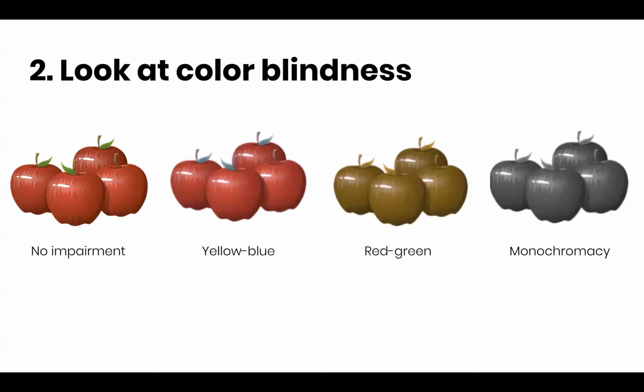So the second thing I want to talk about is color blindness. So there's quite a few different kinds of color blindness, but the most common ones in the United States are yellow-blue and red-green. About 8% of men and about 0.1% of women have some sort of color blindness. Now, if we look at this image of apples, you can see that with yellow-blue color blindness, apart from the stems and the leaves, there's not really a strong difference. But look at how different it is when you have red-green color blindness.